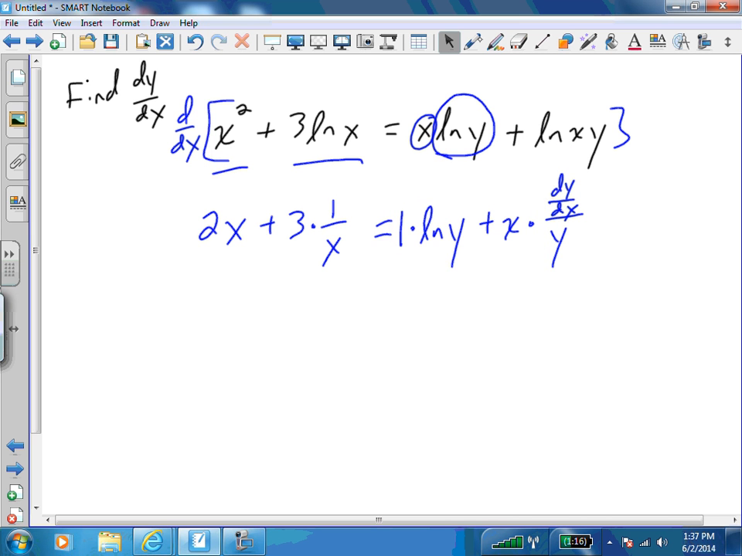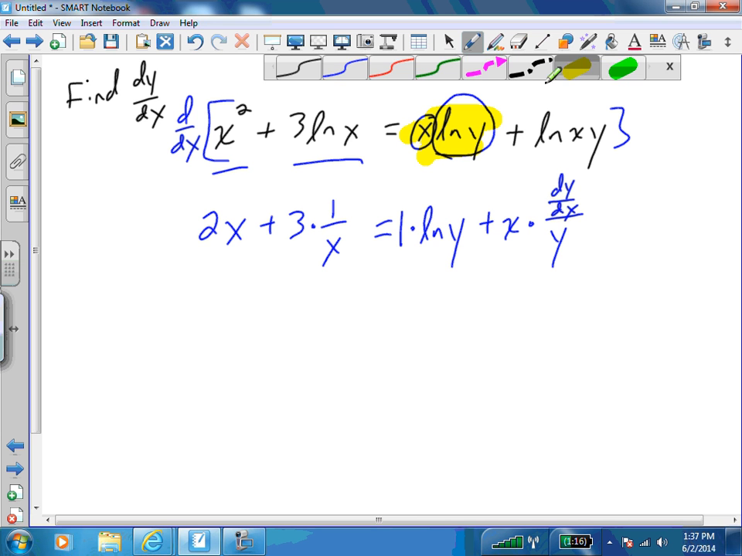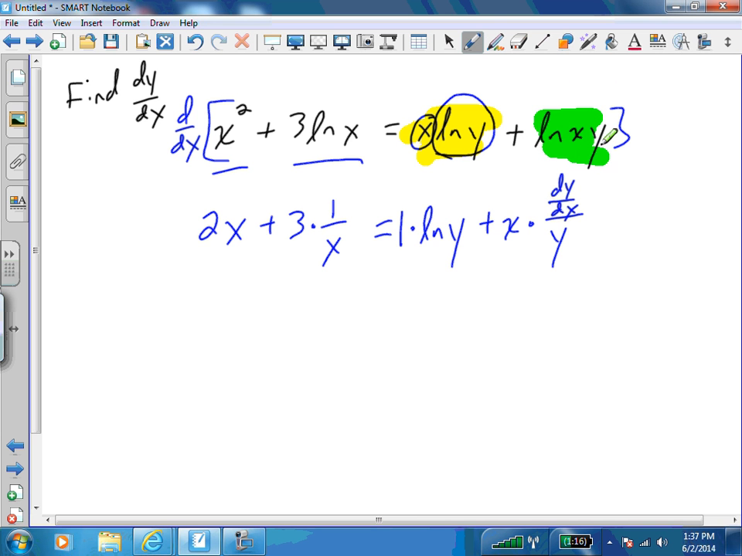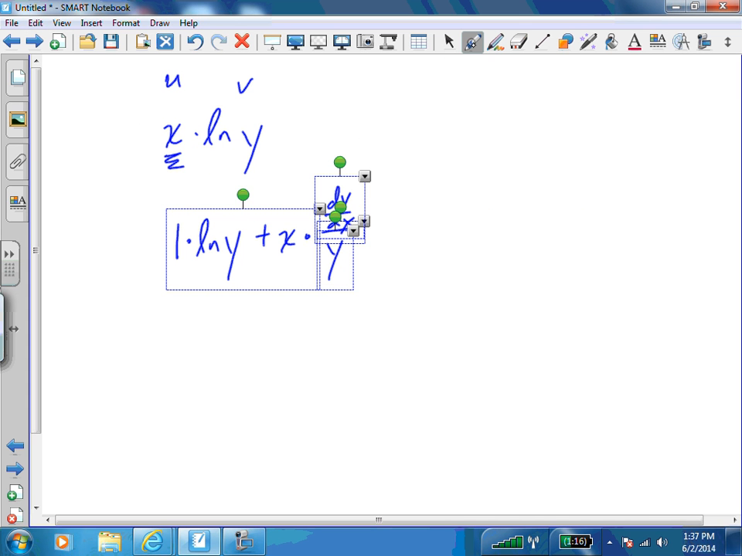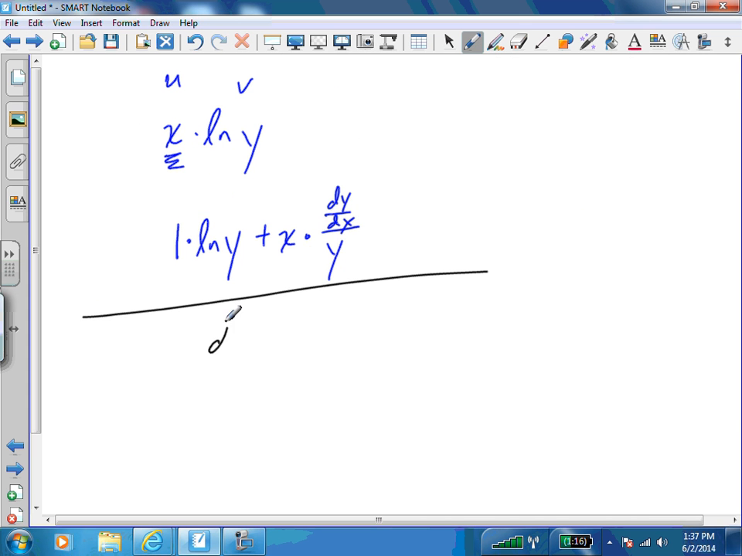So that's the derivative of that. This is the product rule. Now we need to take the derivative of that right piece, natural log xy. Well, let's come over on another page and take that derivative. The derivative of natural log xy.